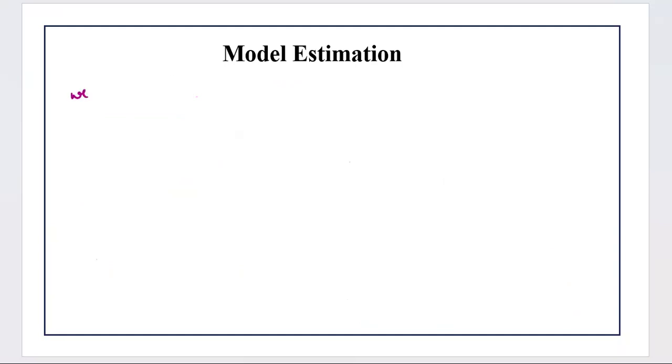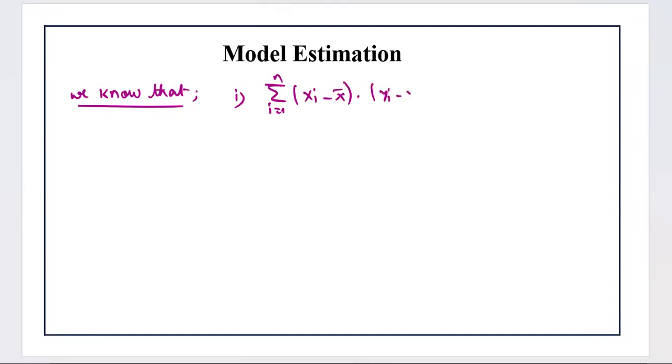And you will be getting something like this. We know that summation i from 1 to n, what is xi minus x bar times yi minus y bar? If you simplify this expression, you will be getting this kind of a thing: xi yi minus y bar into summation xi. Right? Can you do this thing? Can you prove this thing?